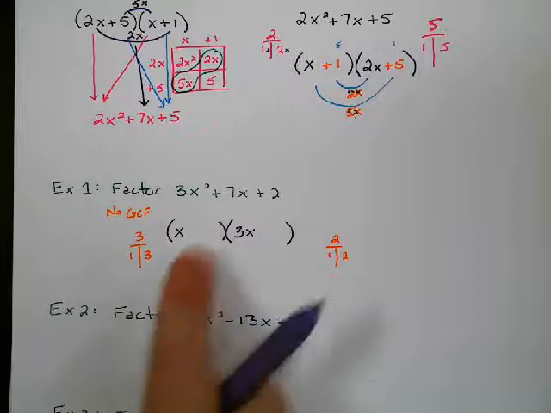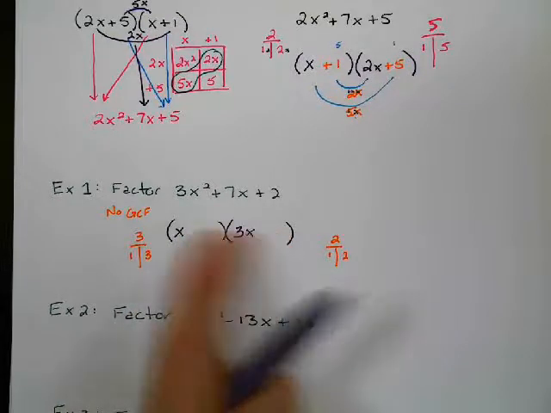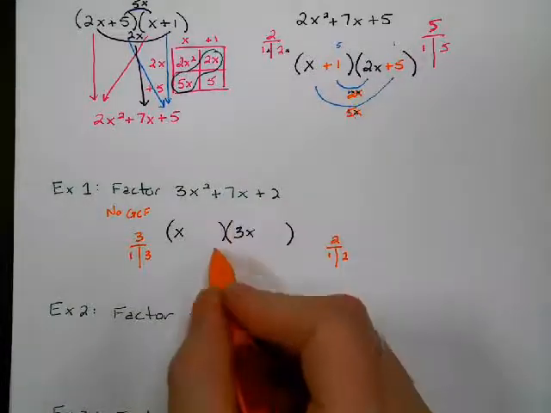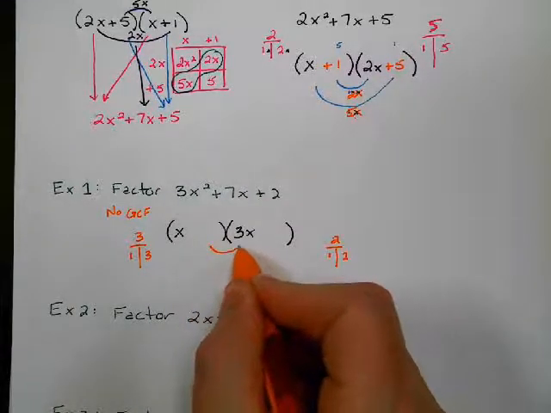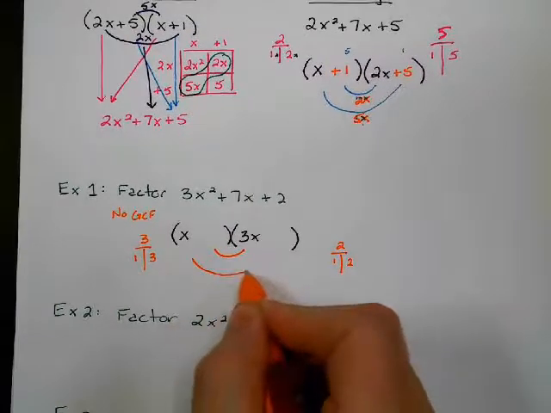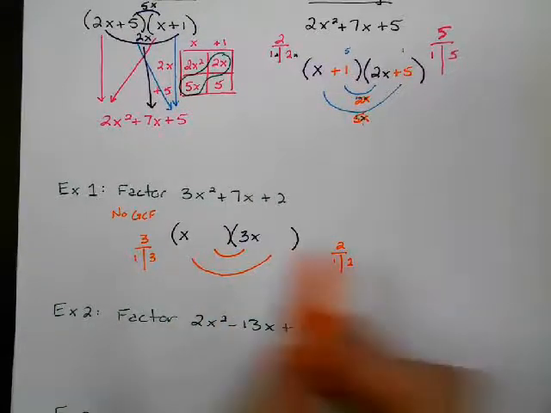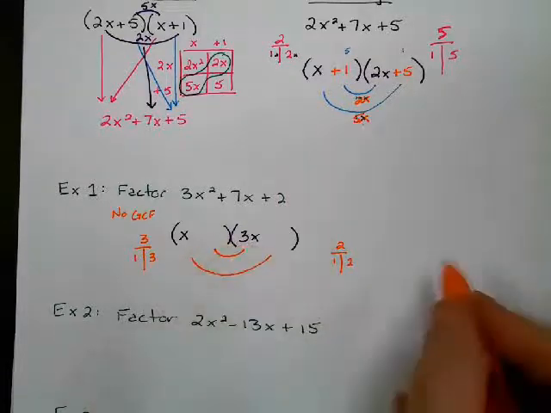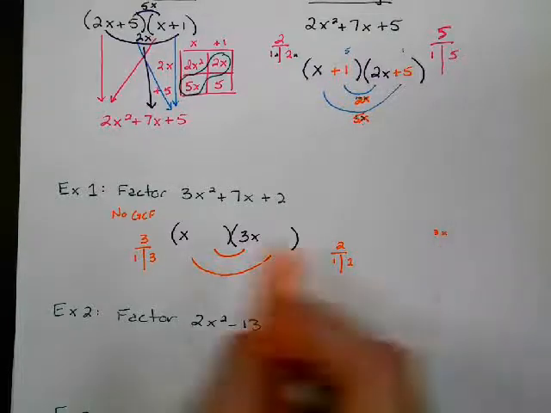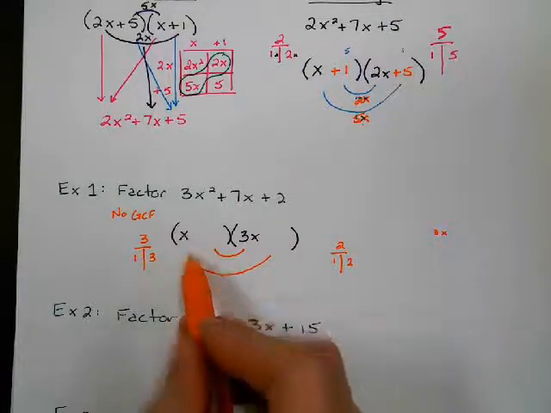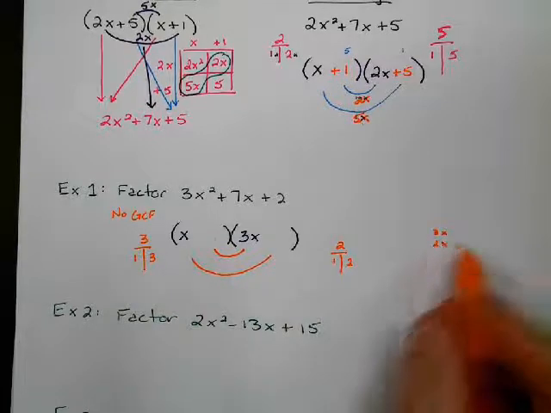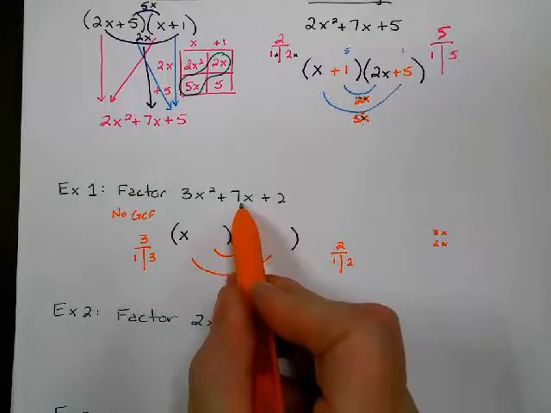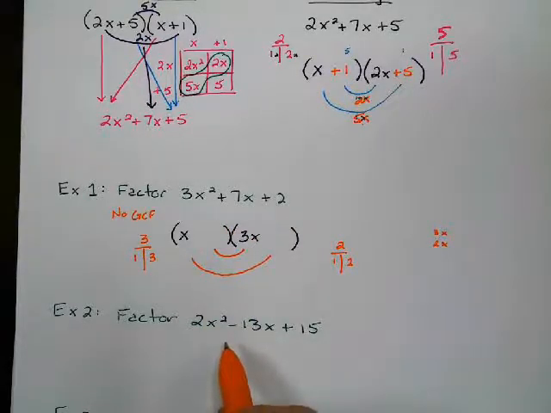Now 1 and 2 has to go here and here. So remember, this 7x is made up of multiplying this one and this one, and this one and this one. So what if we had put a 1 here? If I put a 1 here, I would get 1 times 3x. Okay, I'm just going to write this over here. That'd be 3x. And then if I put the 2 here, it'd be x times 2, 2x. Does that work? Well, 3x plus 2x is 5x. Nope, it's not the 7x. So that does not work. Putting a 1 here and a 2 here doesn't work.